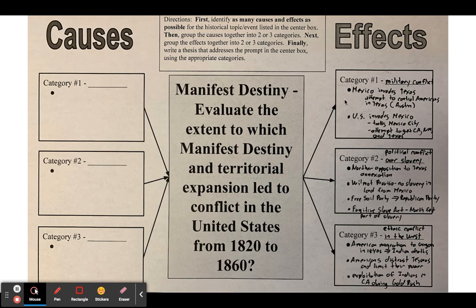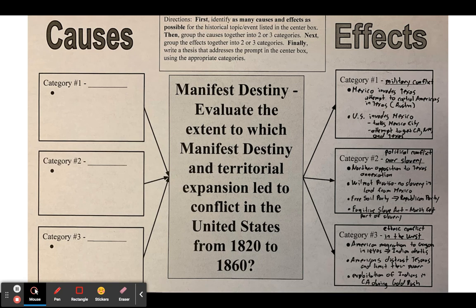And so we're looking at conflicts here: military conflicts, political conflicts over slavery, and ethnic conflicts, particularly in the West in these new lands, because those lands are not empty, right? There are other people there that are already there as white American settlers move west. So let's start with the military conflicts here. There are two. One happens between Mexico and Texas when Texas was not part of the United States, and the other is the Mexican American War.